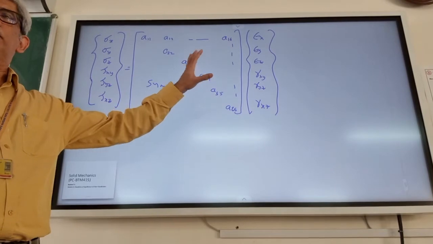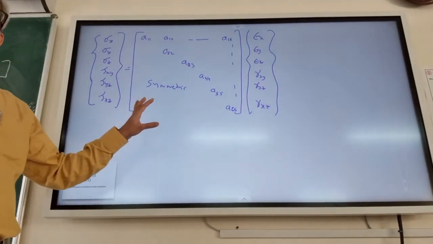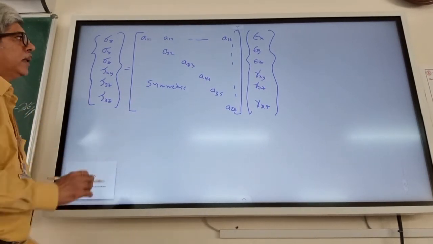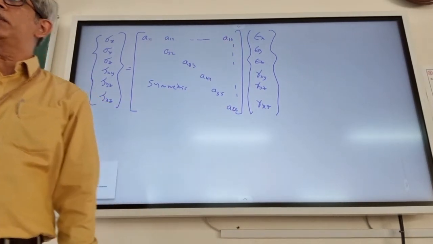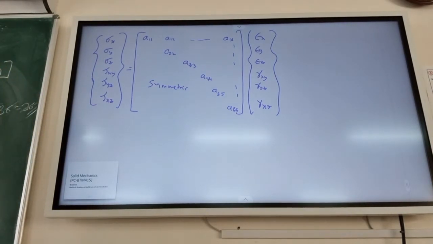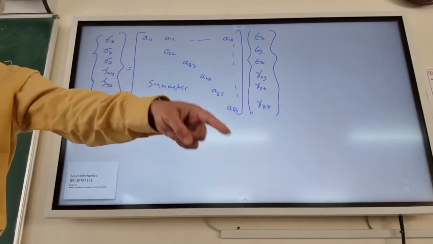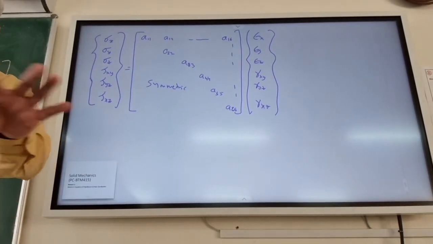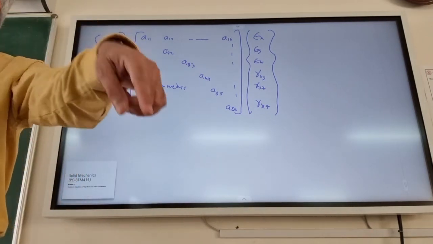Now we have seen how many unique constants are required. For a homogeneous material, these constants remain the same anywhere in the body. So if this table is a homogeneous material, and this is the origin of your coordinate system, then whatever 21 constants are required to define the stress-strain relation at this point will remain the same at every point. But if this material is non-homogeneous, then these constants will change as you change the location.